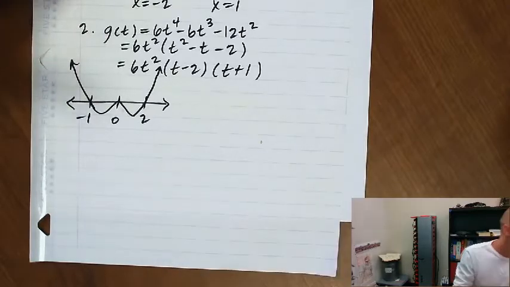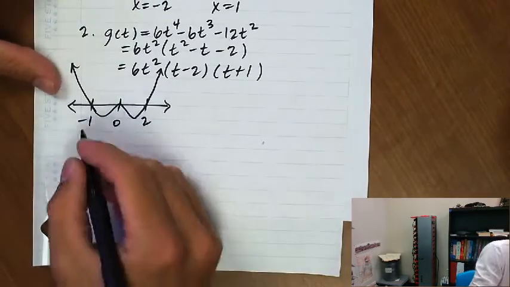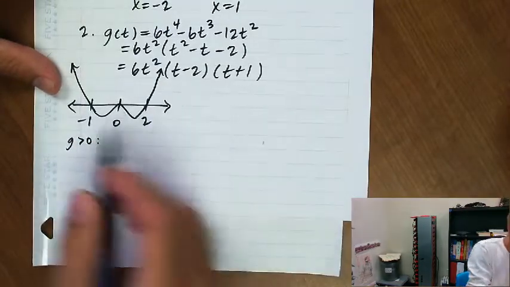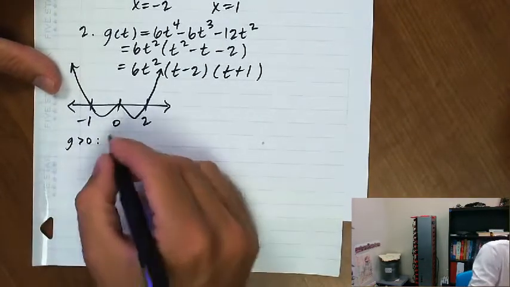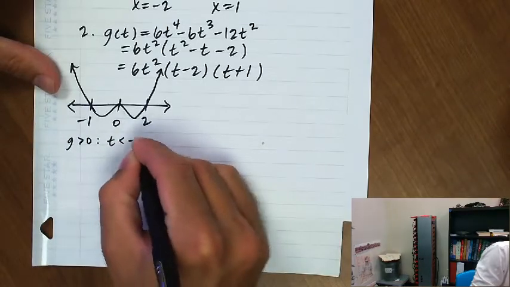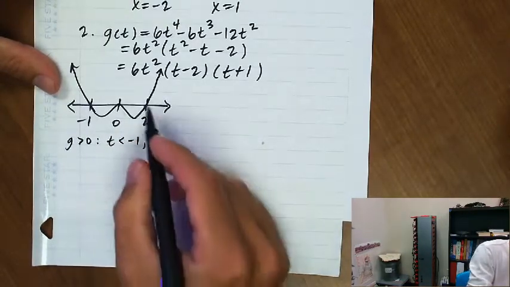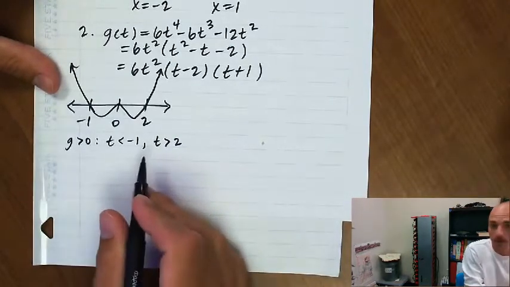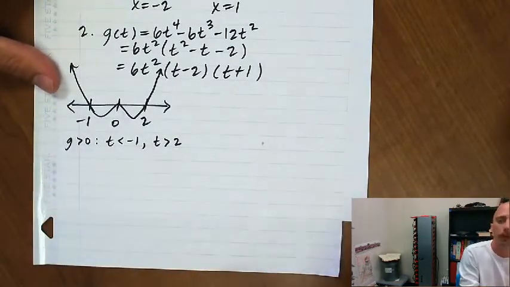So determining where it is positive, what values of t make g positive? g is greater than 0 for t less than negative 1, and also t greater than 2. Okay, you could write these as intervals if you like, or you could write them as inequalities. We don't care in this class.